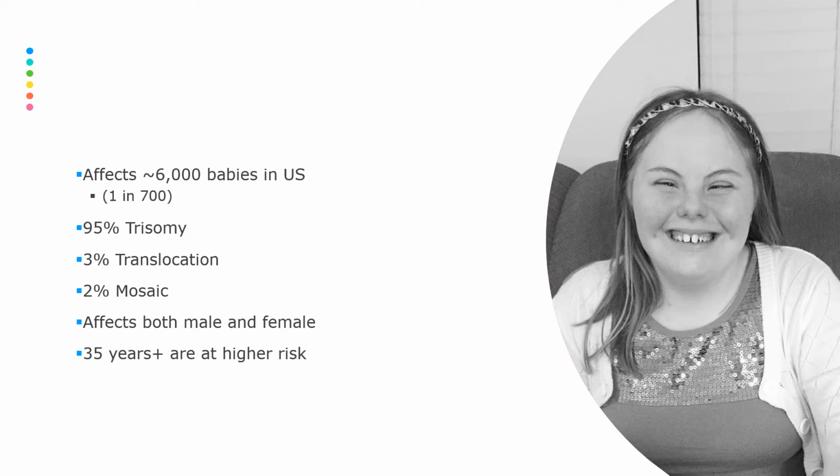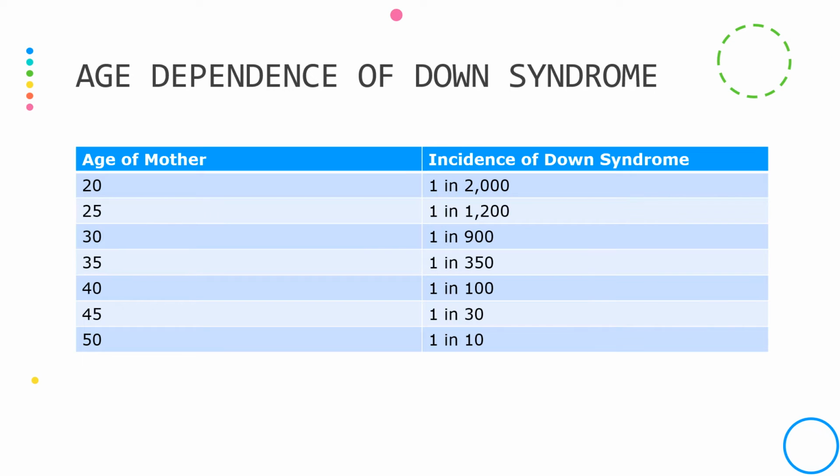This syndrome affects both males and females, and women conceiving after 35 years of age are at higher risk for having a child with this syndrome. Let's look further into how age affects the likelihood of having a child with Down syndrome. Here I have statistics of the age of the mother versus the incidence of Down syndrome as collected by the CDC.